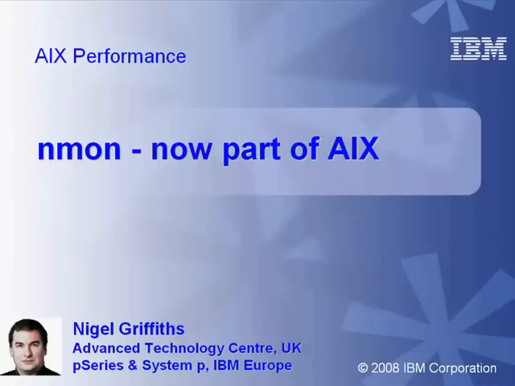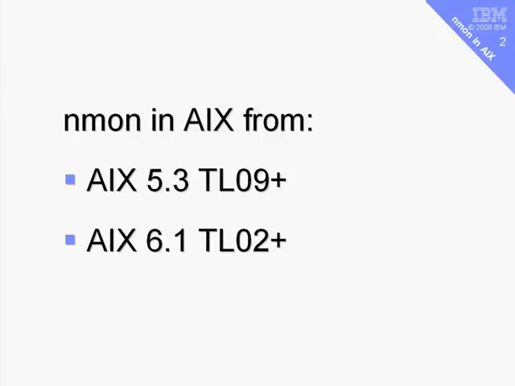In this movie we're going to be looking at nmon and the fact that it now comes as part of AIX. Better make it very clear from the outset that it's AIX from these releases. These two releases of 5.3 and 6.1 became available first in November 2008. And nmon will now be available in all subsequent releases of AIX.